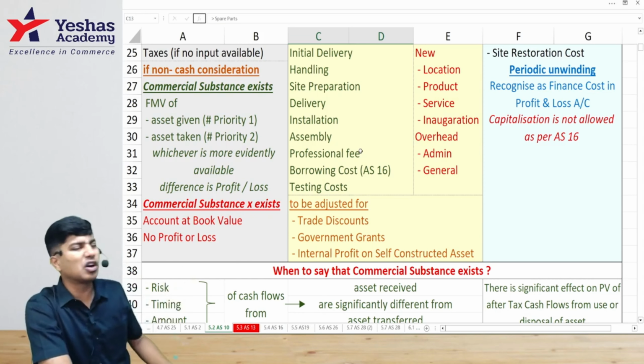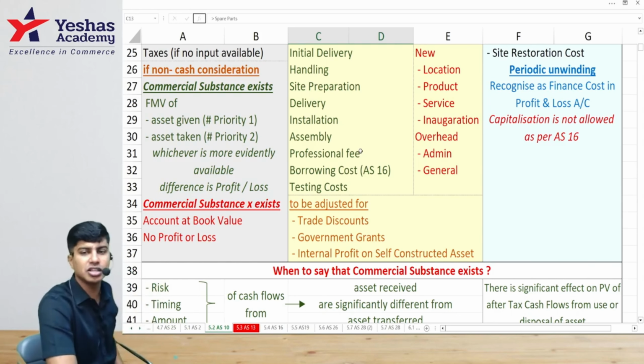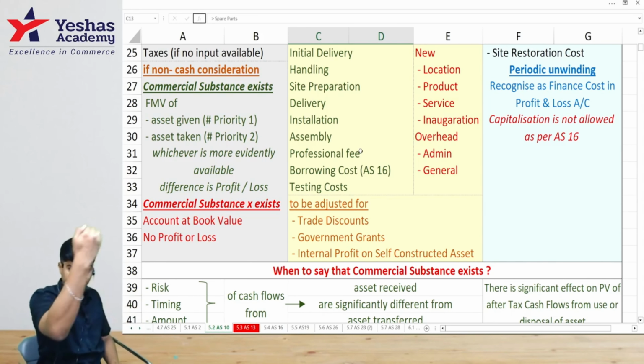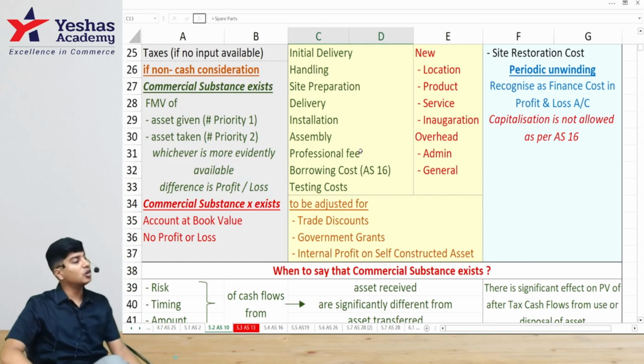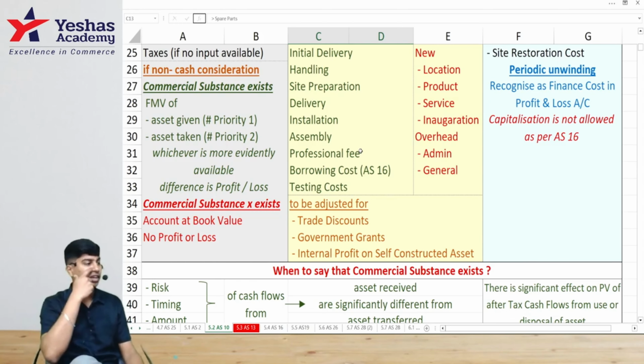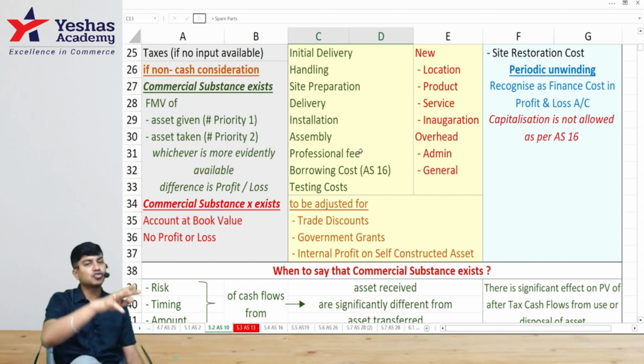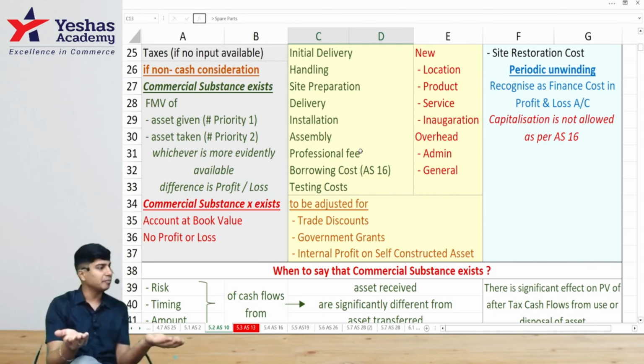You cannot make profit or loss on this exchange. It is actually an exchange. There is no purchase or sale. The asset that we get should be recorded at the book value of the asset that we had previously and gave up. What if the cash flows from the asset before exchange and cash flows from the asset after exchange are different?